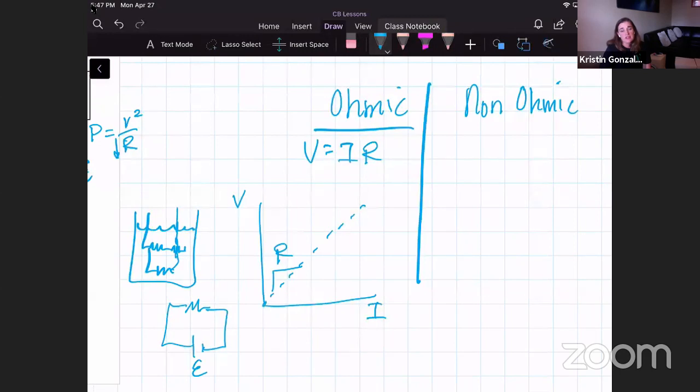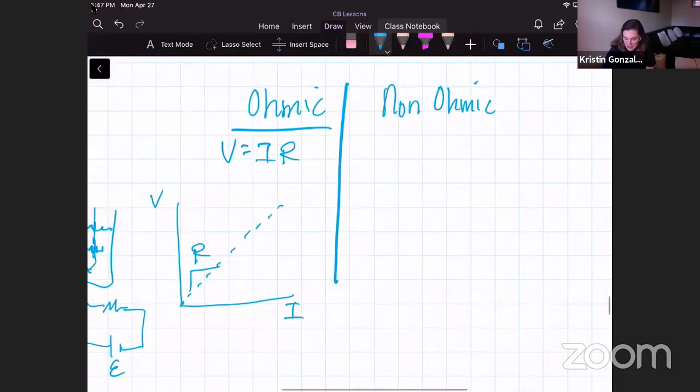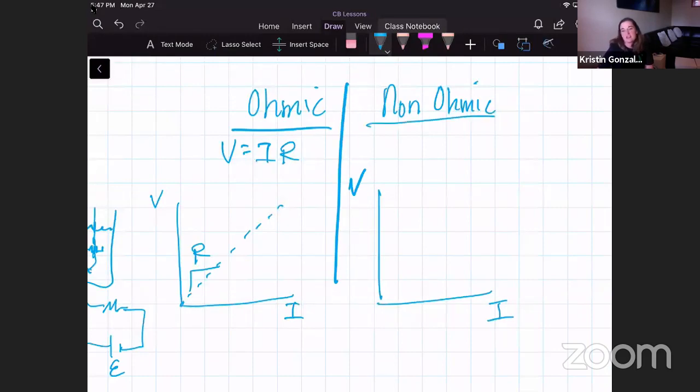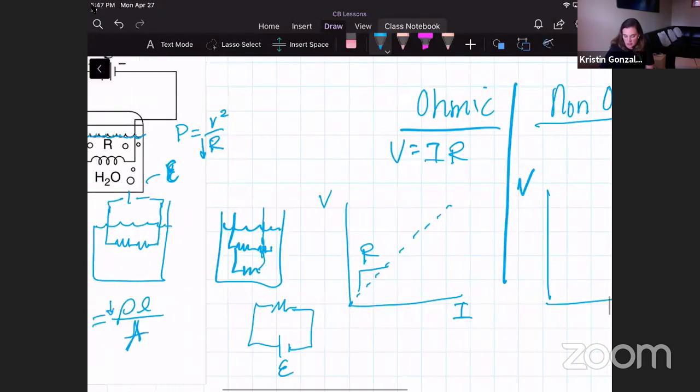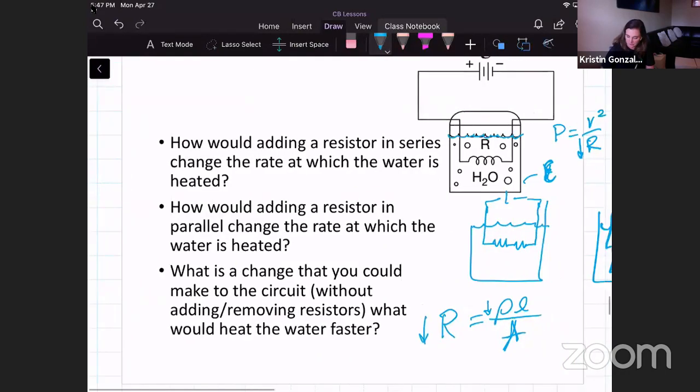But there are some things, like a light bulb, that typically are non-ohmic, where if you have that incandescent light bulb on, it gets hotter and hotter, and that changes the resistance. So a non-ohmic would not be a nice linear graph. That would change as you increase the potential difference across it. You would not get a nice straight line. So I just wanted to touch on that really quick to kind of draw it all together at the end.